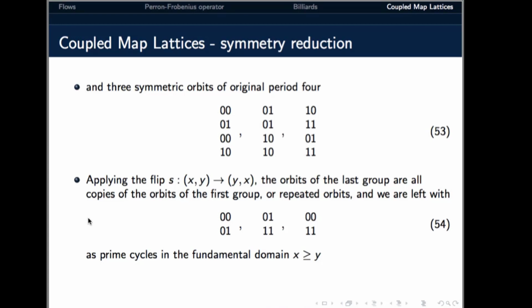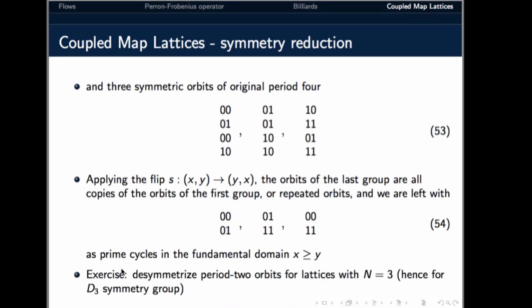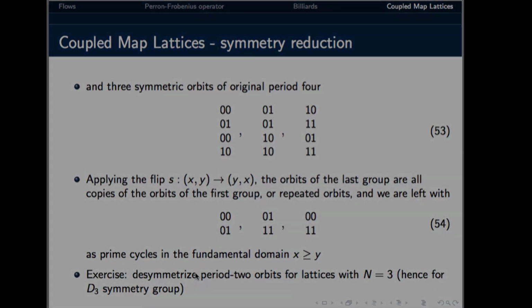But this was just a simple example, so you can study it a little bit by yourself, and perhaps you can also try as an exercise to desymmetrize the period 2 orbits for lattices with n equals 3. So we go from this C2 to the D3 symmetry group. It's a little more involved, but it's also more interesting.